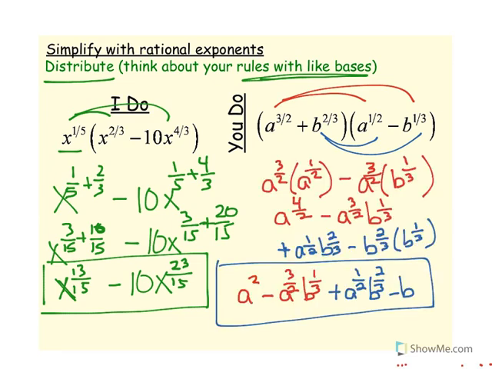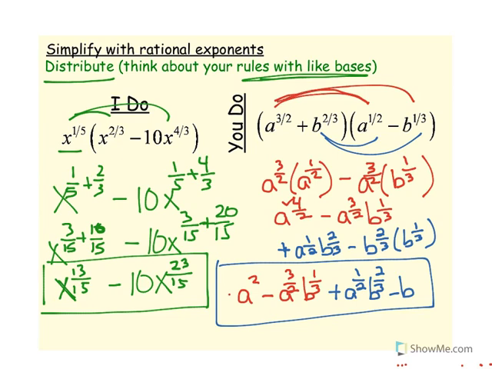So how comfortable did you feel with this one? When you distributed, where I have in red, a to the 3 halves times a to the 1/2, that ends up equaling a to the 4 halves. Because they're the same base, we add our exponents, which becomes a to the 4 halves, which we can reduce to a squared, which you'll see all the way down here in red.